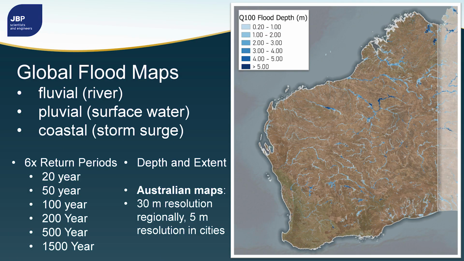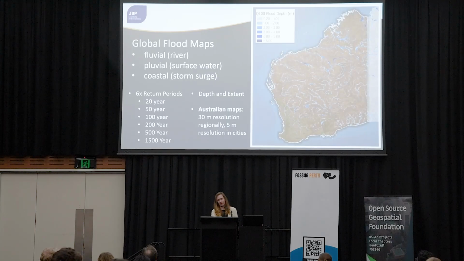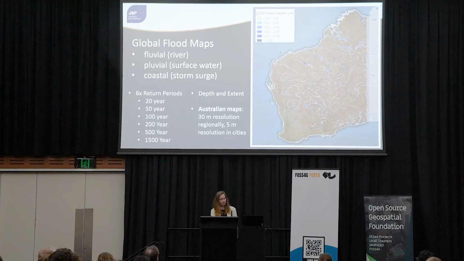So we're pretty lucky as a company. We actually have global flood maps around the entire world of river, surface water and storm surge, which we've just released. So unfortunately these aren't free and open source, but we do often sell them for quite cheap to community organizations. We have these at 30 meter resolution around the entire world and 5 meter resolution in Europe, US, and also in the major cities.